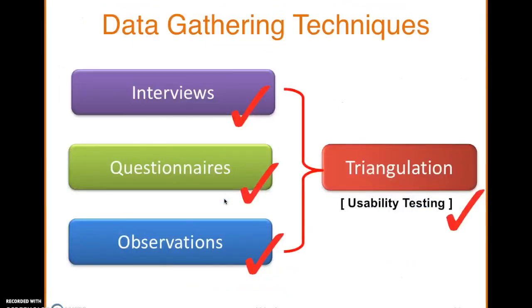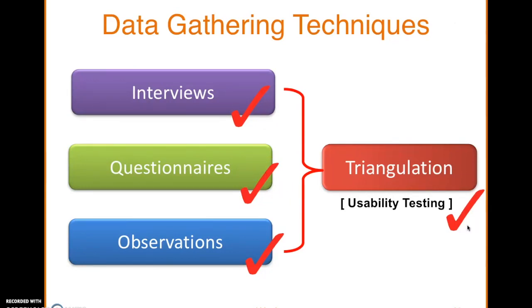Okay, so far we have already talked about interviews, questionnaires, and observations, and now we're going to talk about triangulation. Triangulation is methodological. Triangulation means you use multiple methods, or more than one method, in your data gathering, such as a combination of questionnaires and interviews, or interviews and observations, or questionnaires and observations, or you use all three methods in your data gathering.